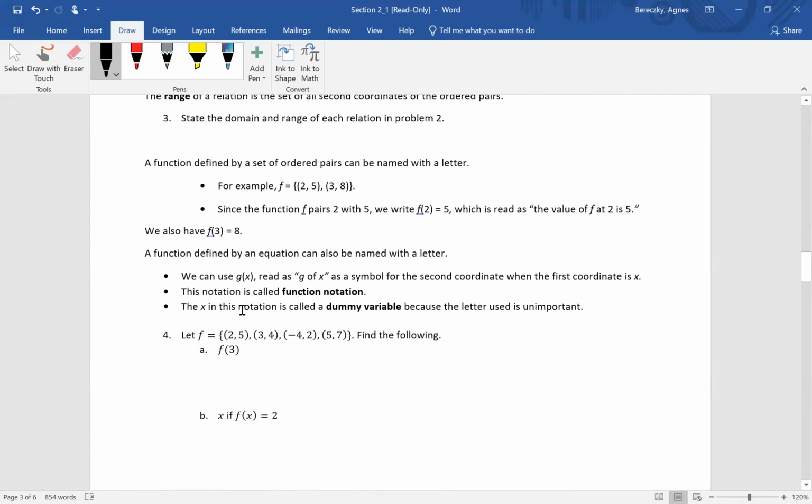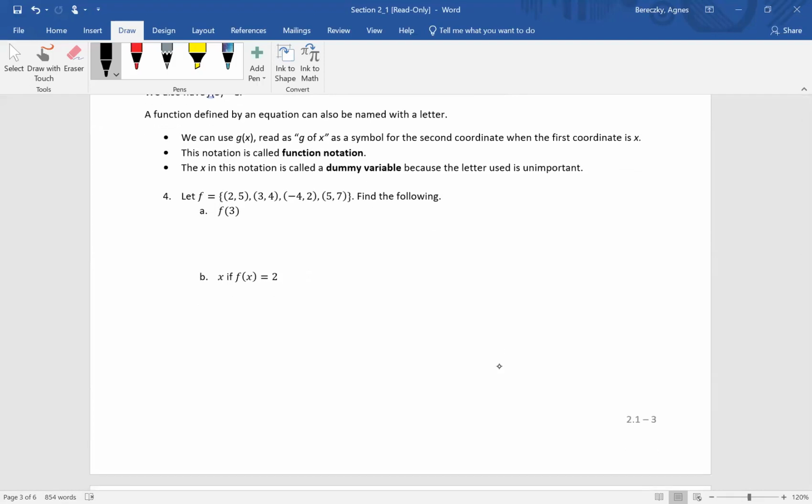A function defined by an equation can also be named with a letter. We can use g of x as a symbol for the second coordinate when the first coordinate is x. The notation is called function notation. The x in the notation is called the dummy variable because the letter used is unimportant.